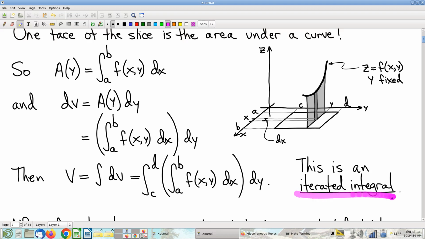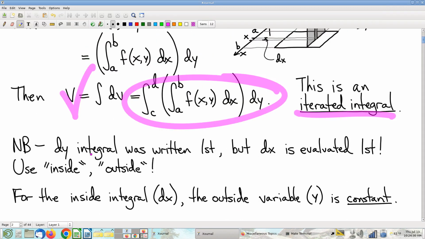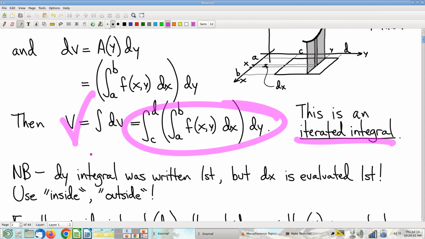Anyway, iterated integral. Very useful, allows us to compute this volume under a graph of a multivariable function, and feels like we're doing some multivariable calculus. Yeah? Let's see an example. Let's get our hands dirty. You know what? I'm sorry, I've jumped the gun a little bit.